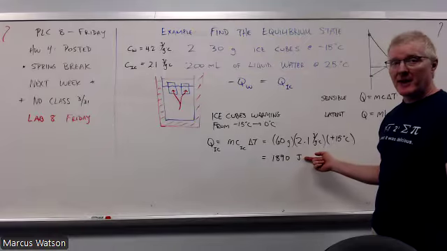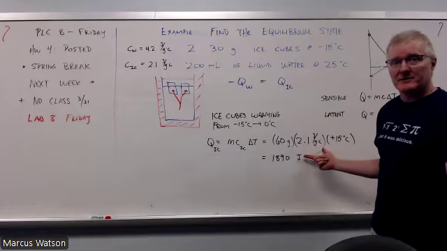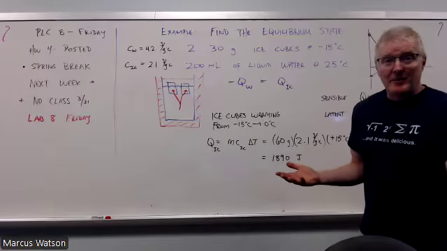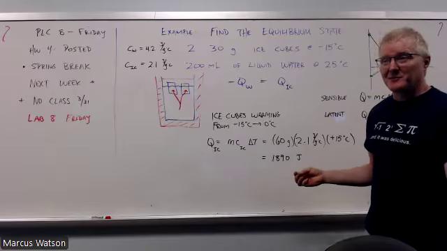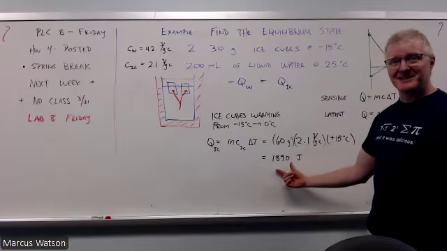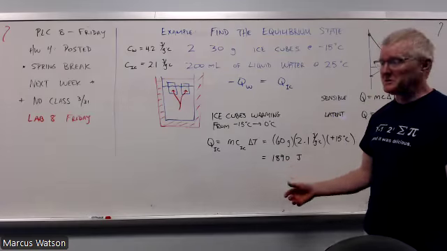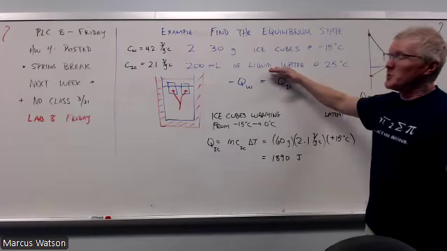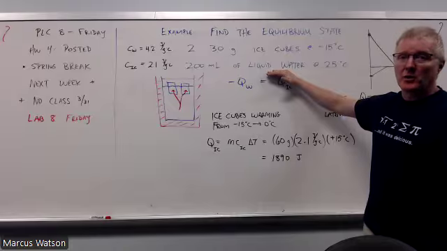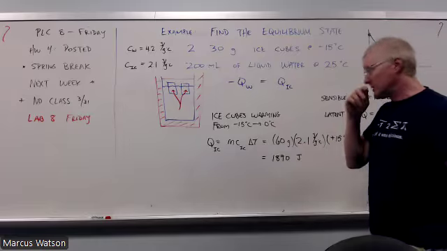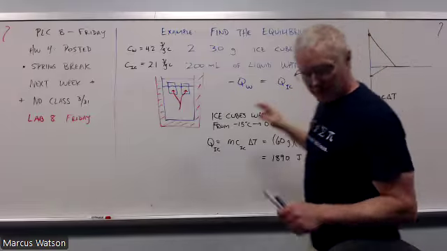Let's now compare that. I don't know how big that number is. I don't really have a good feeling for how much heat is almost 2000 joules worth. Let's compare it to how much we need to take out of the water to get the water from 25 centigrade all the way down to 0. So let's do that over here.